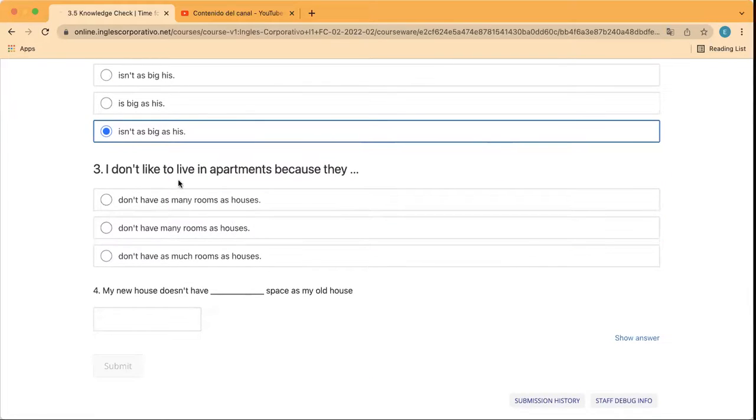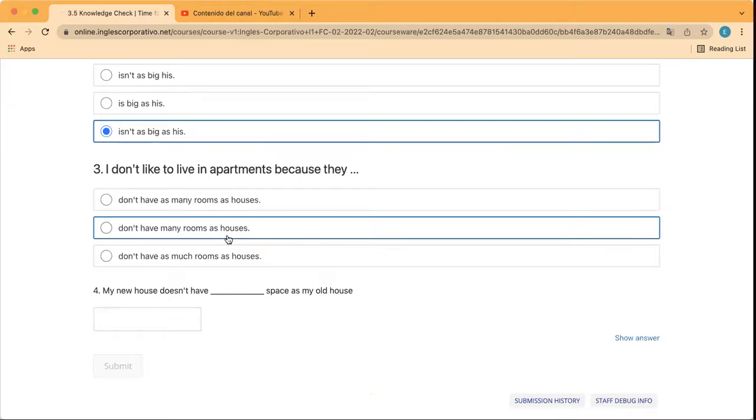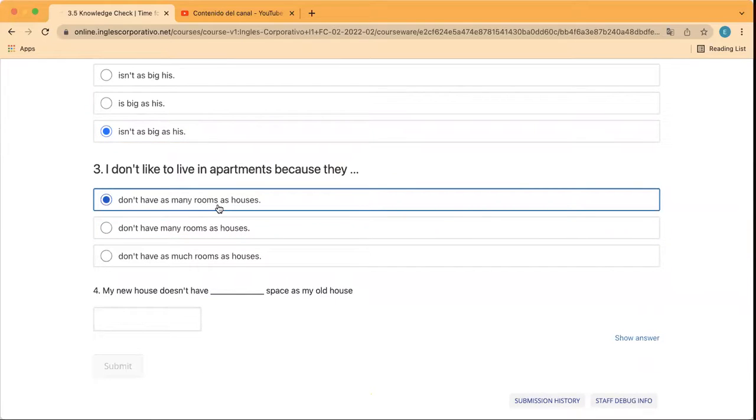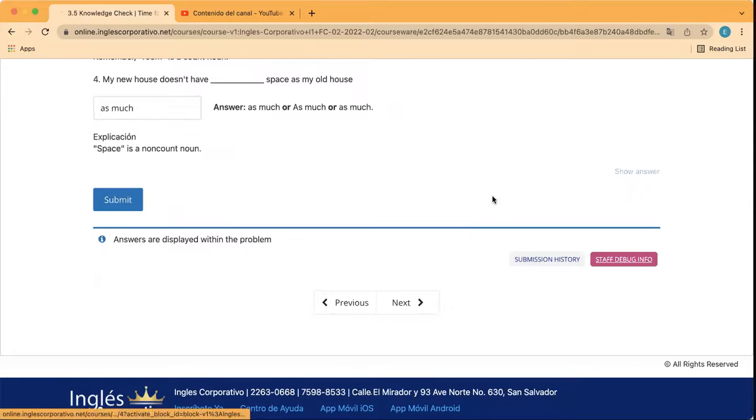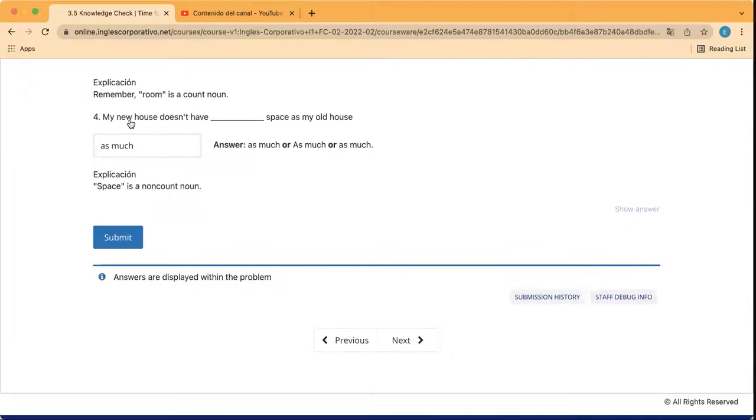What about question number three? The first. Okay, and number four? As much. Very good. Number four, correct. As much, because space is uncountable. It's non-count space. Good. Right?